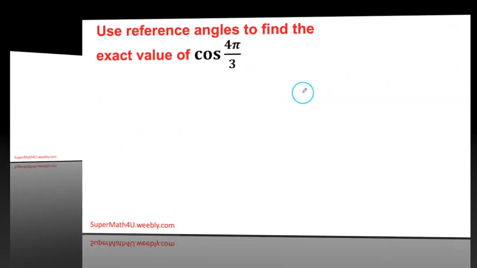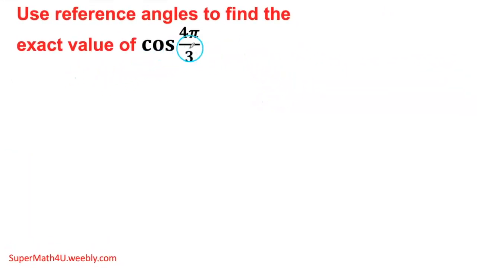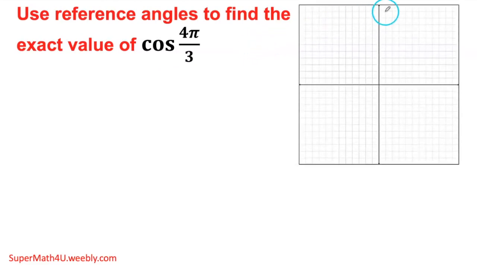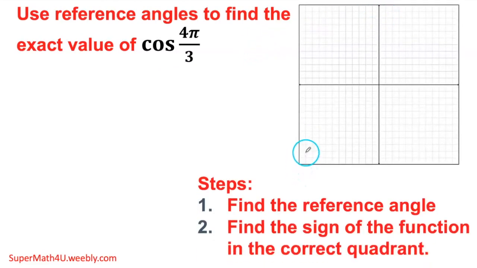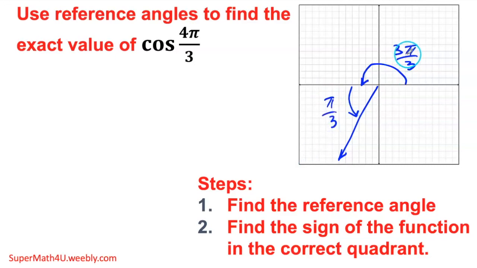Let's do one more. Reference angles to find the exact value of cosine of 4 pi over 3. We have the graph. Two steps, the same idea. 4 pi over 3. This is greater than pi. So this is pi, right? Because my denominator is 3, then it's 3 over 3. So I have 3 over 3 right now, but my angle is 4. Therefore, I'm going to have one more. And this is pi over 3. 3 pi over 3 plus pi over 3 gives me 4 pi over 3.